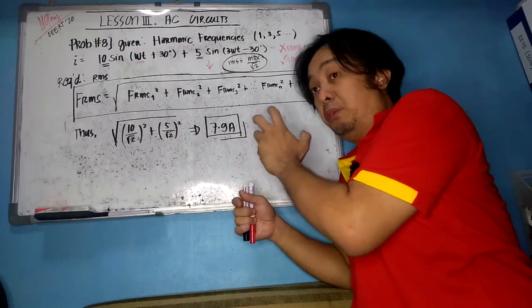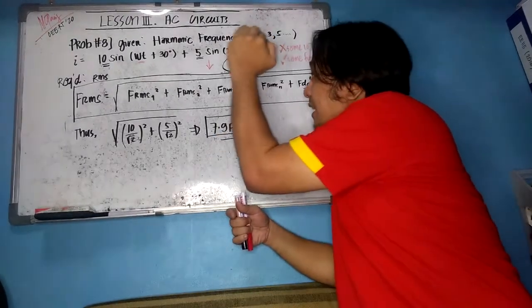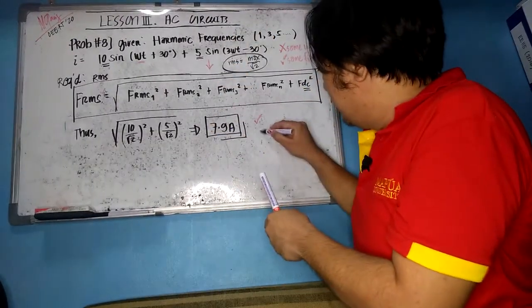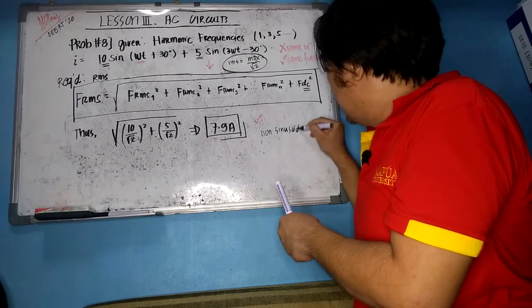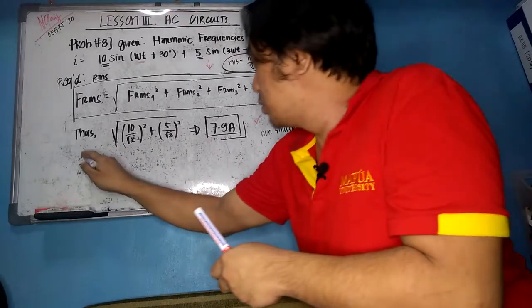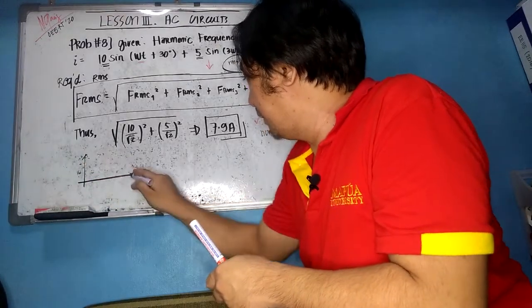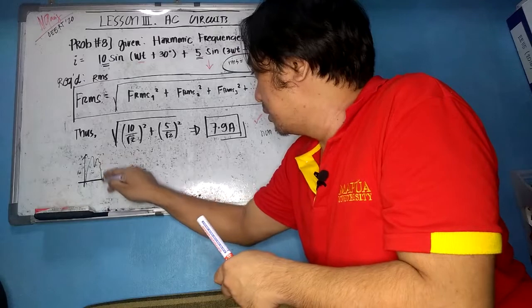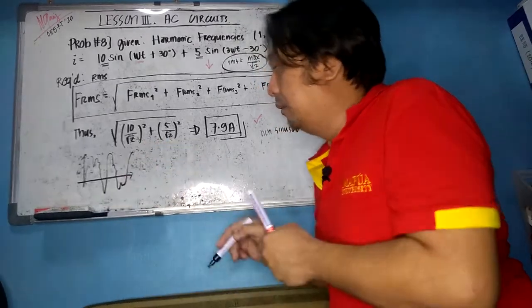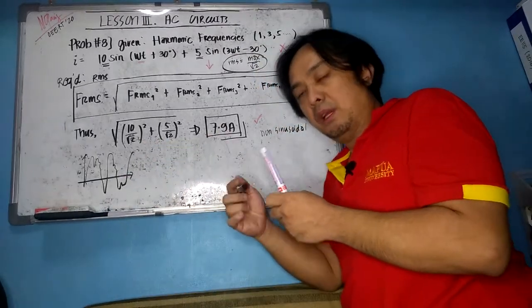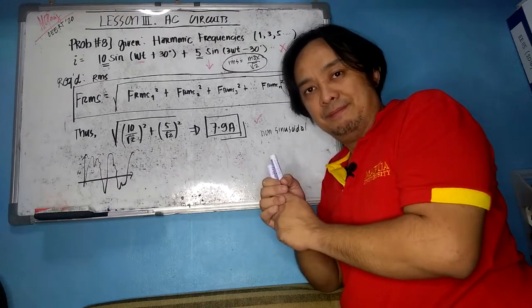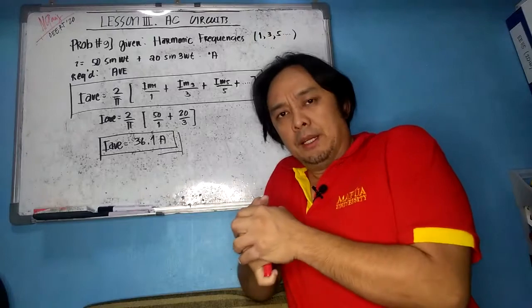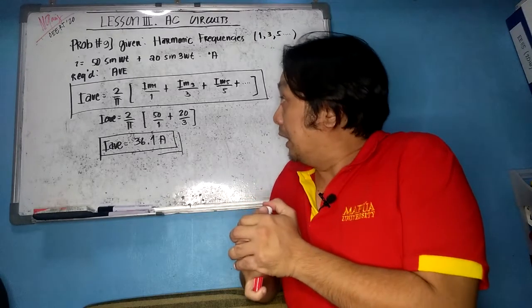By the way, before we proceed, this is a non-sinusoidal waveform, to be exact. Non-sinusoidal. So you expect the sinusoid is not perfect, but like this, because you have harmonic frequencies. Okay, let's continue with another problem.